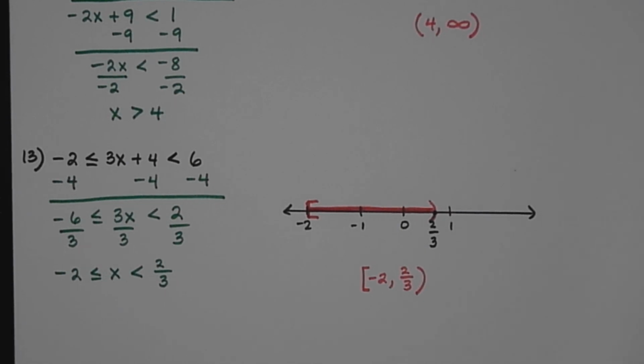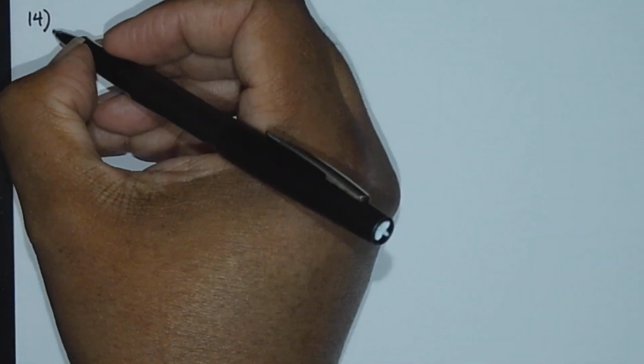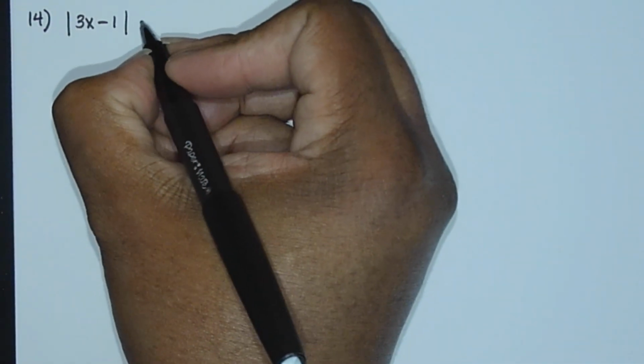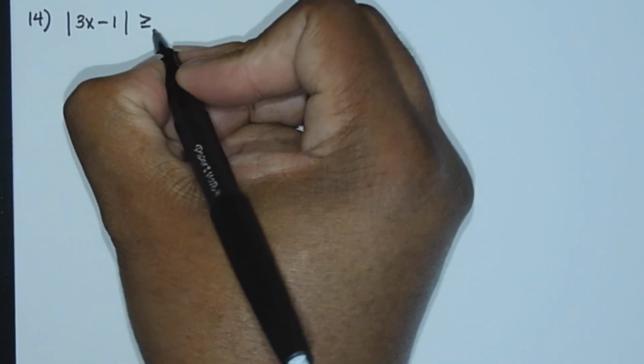All right, problem number 14 deals with absolute value inequalities. Well, both 14 and 15 are absolute value inequalities. So here, number 14, we have the absolute value of 3x minus 1 is greater than or equal to 5.